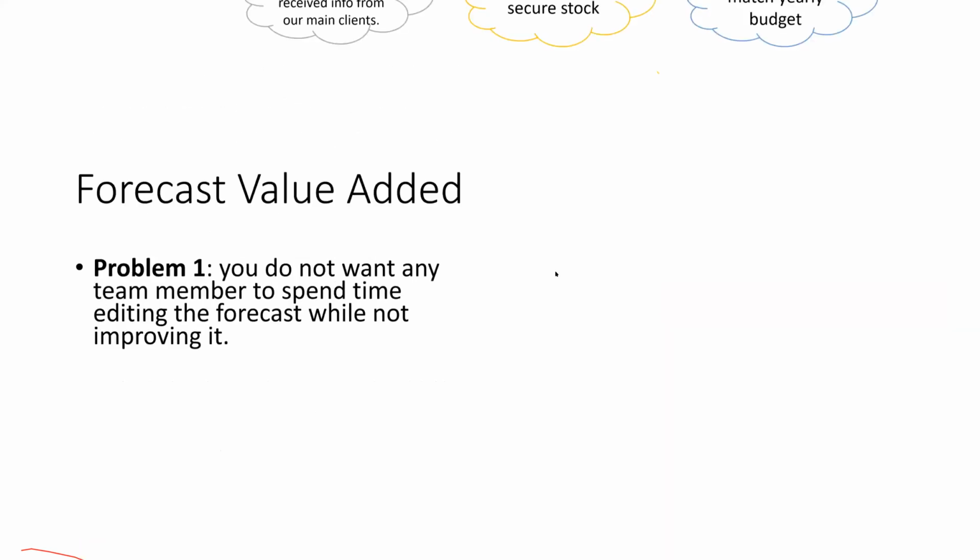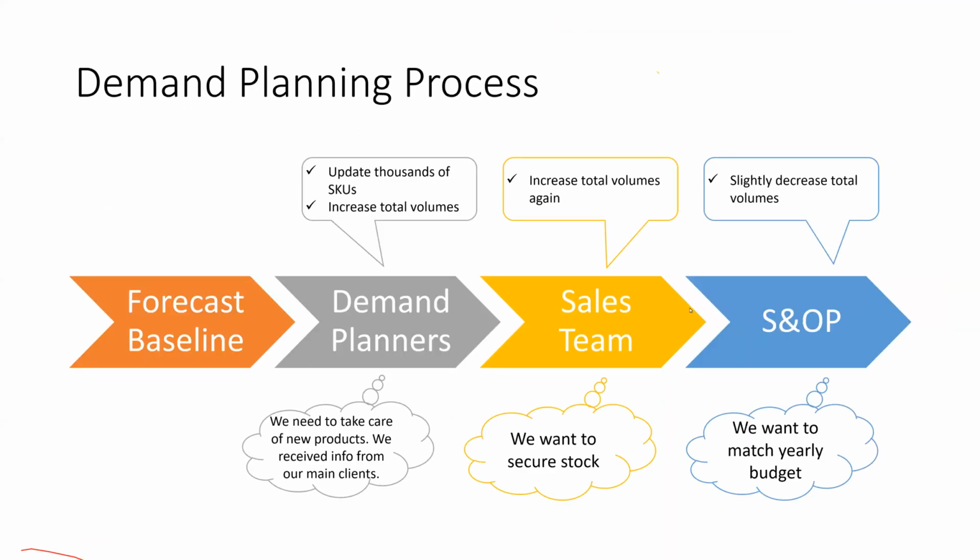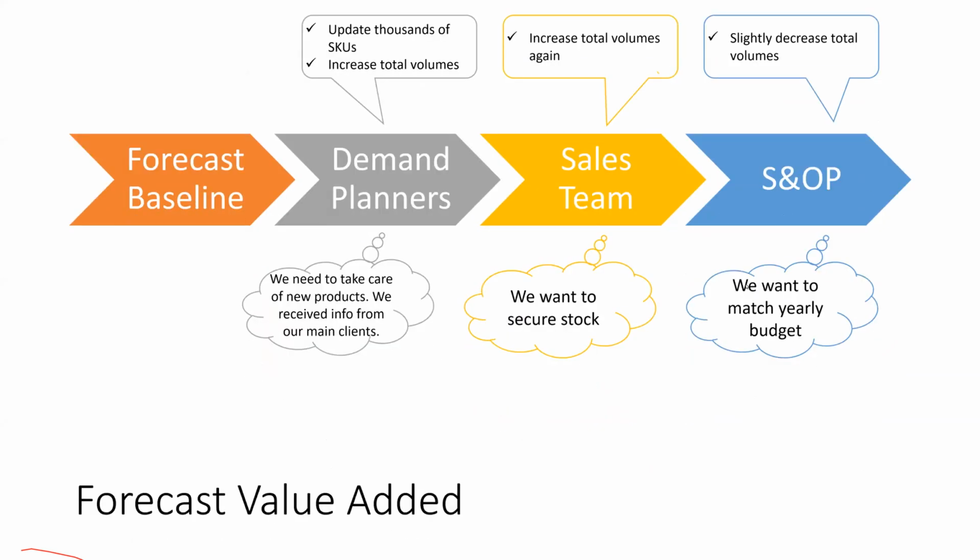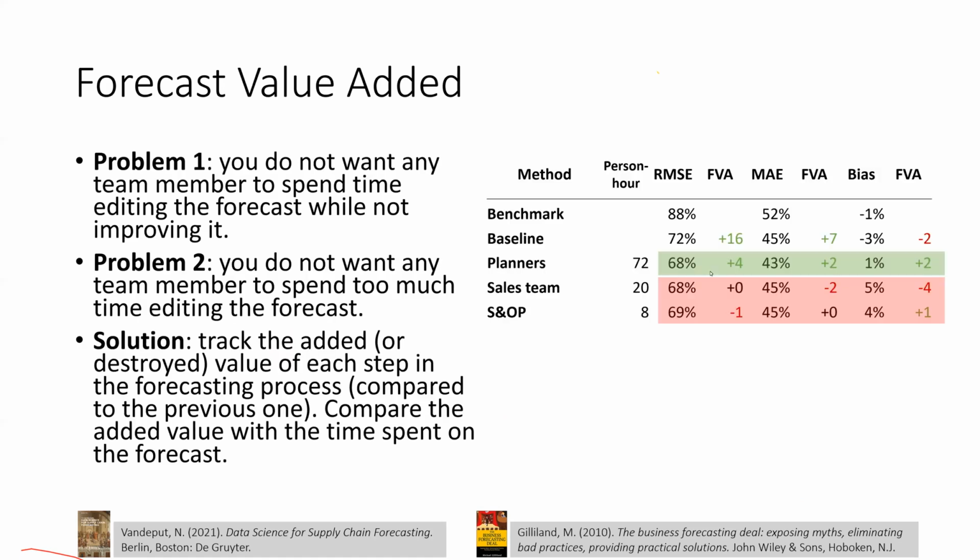So let me go back to the process so that it's clear for everyone. I have a 4-step process. I have my baseline, my demand planners, my sales team, and my S&OP meeting. Now, up here, we just put some dummy benchmark, that's fine. So the forecast baseline gets, for example, a forecast error of 72%. Then the demand planners start to act. They spend 72 hours on the forecast and they decrease the error by 4 points. Great, that's a great job.